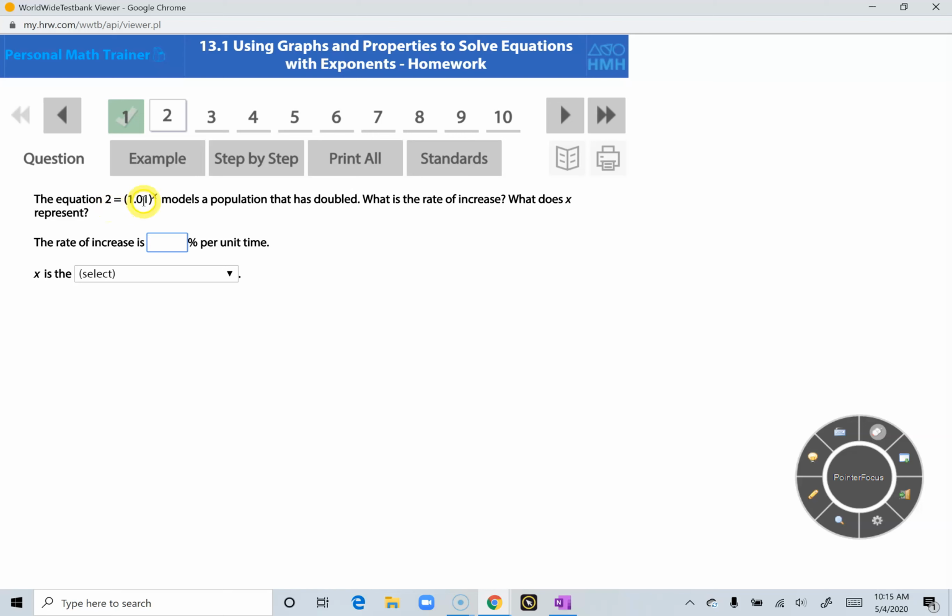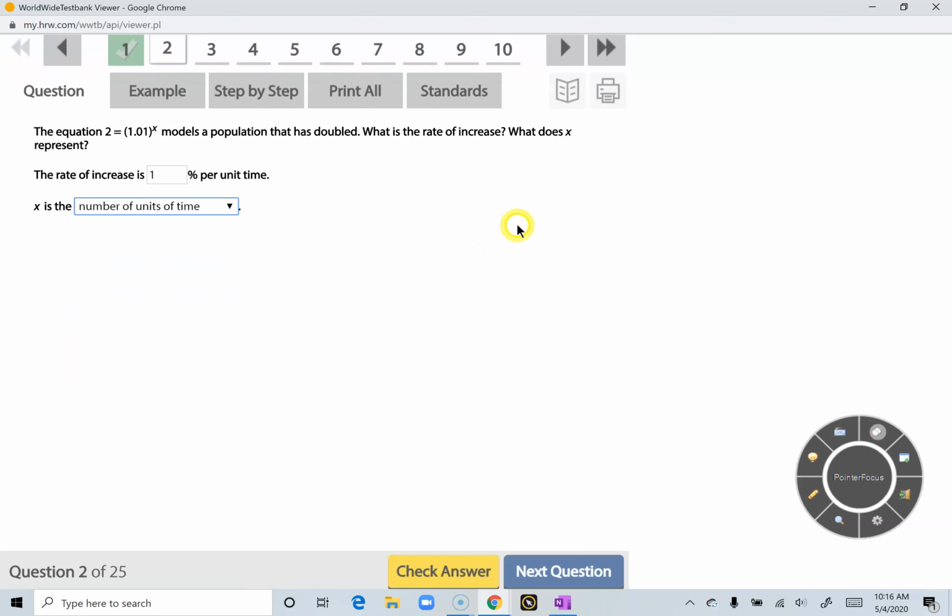The equation 2 equals 1.01 to the x power models a population that has doubled. What is the rate of increase? What does x represent? Well, if our base is greater than 1, we're going to see some increase. If it's between 0 and 1, we're going to see some decrease. Since it's 1.01, the increase is this 0.01 portion, or 1%. 0.01 represents 1%. X is the number of units of time. Frequently, with regards to our input variable in an exponential, we're going to be dealing with time.